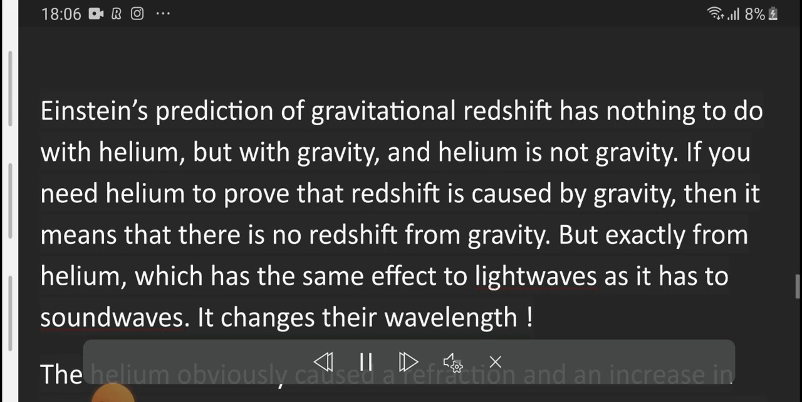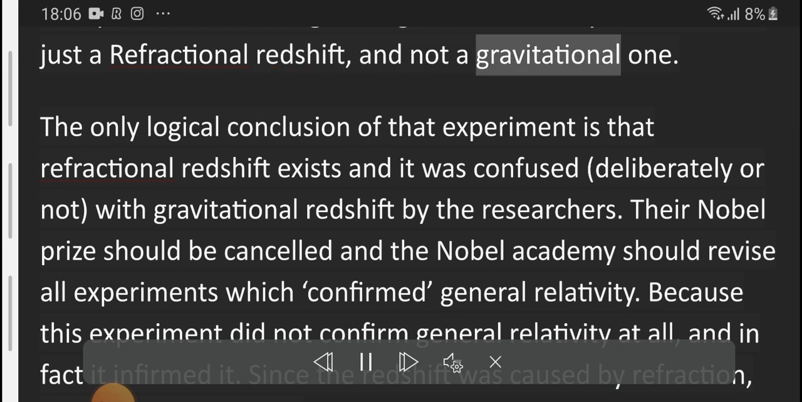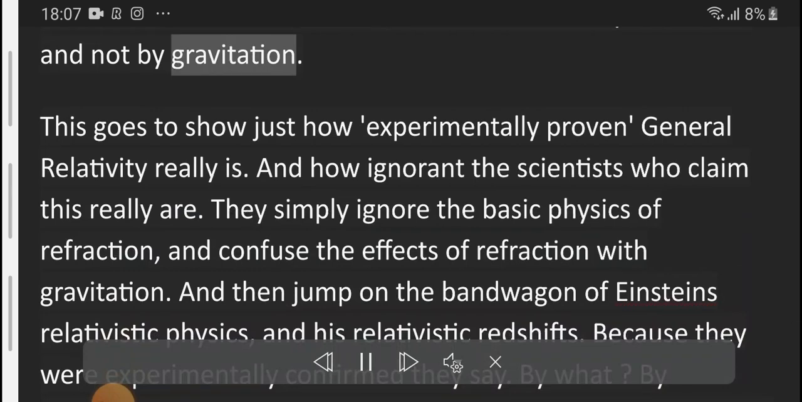So what they observed was just a refractional redshift, and not a gravitational one. The only logical conclusion of that experiment is that refractional redshift exists and it was confused, deliberately or not, with gravitational redshift by the researchers. Their Nobel Prize should be cancelled and the Nobel Academy should revise all experiments which confirmed general relativity. Because this experiment did not confirm general relativity at all, and in fact it infirmed it, since the redshift was caused by refraction, and not by gravitation.